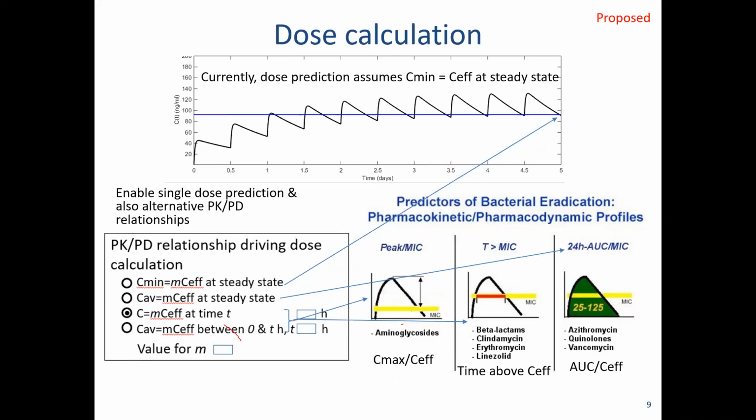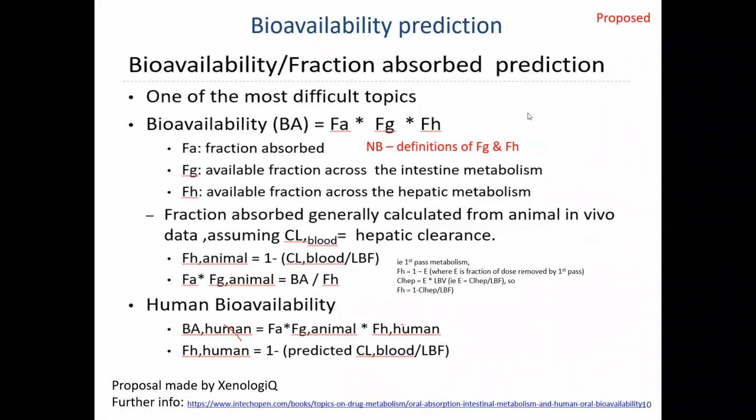And bioavailability prediction. So bioavailability is obviously a tough area for prediction, and for human bioavailability prediction. This proposal comes from Xenologic, and really the idea is that they're proposing that it's well known, obviously, you can break bioavailability down into several components. And here, it's broken down into fraction absorbed, the fraction available after any intestinal metabolism, and fraction available after any hepatic metabolism. I should say that these definitions are not necessarily the ones that everybody would use. FH in particular, people might more commonly think of as the fraction extracted by hepatic metabolism. This is the way this equation works. It's the fraction left after any hepatic metabolism.